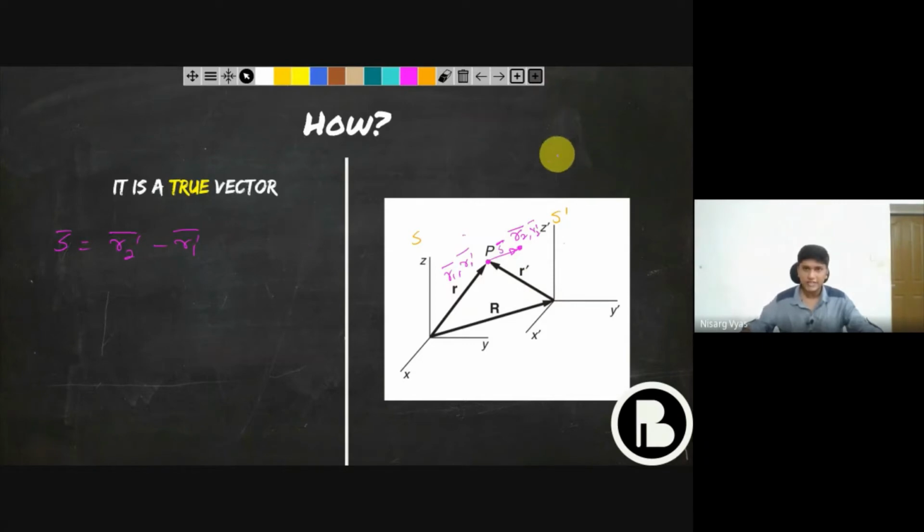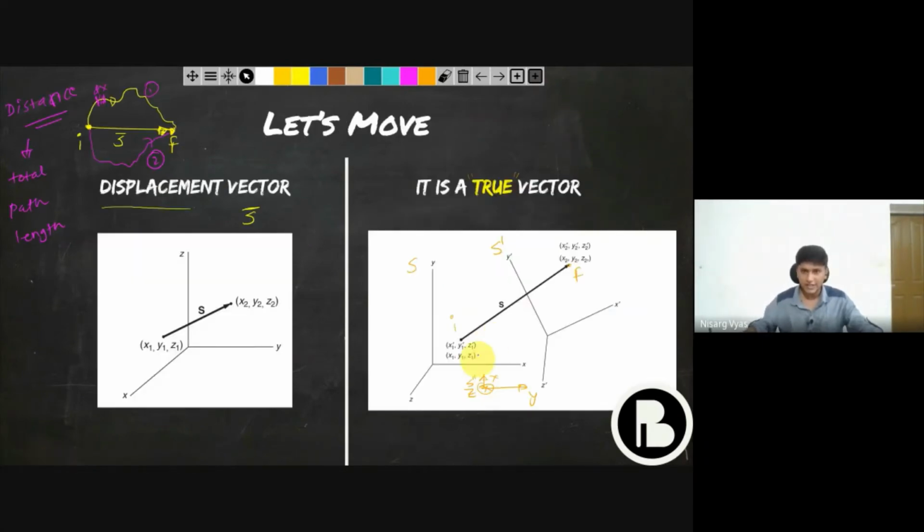Let me draw a very nice figure to actually explain. This is your R1 vector. This is your R2 vector. If you apply triangle addition laws, you will see that R1 vector plus S vector is your R2 vector. Can you see this? It means that S can be defined by R2 minus R1. And similarly, you can also define this.